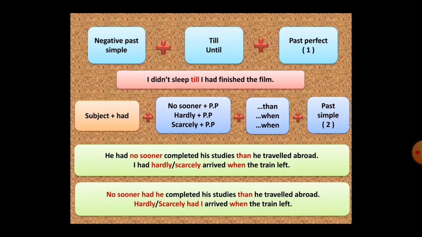No sooner, that's a very important form. Sometimes we start with no sooner, hardly or scarcely. In such a case, it is going to be the form of a question. No sooner had, we would replace the subject and the verb, which is the auxiliary. No sooner had he completed his studies than he traveled abroad. Hardly or scarcely had I arrived when the train left. I hope that you stop the video and focus on such a difference, because it's so important.